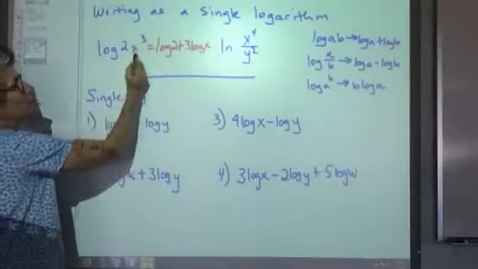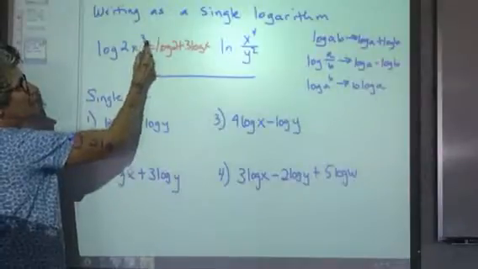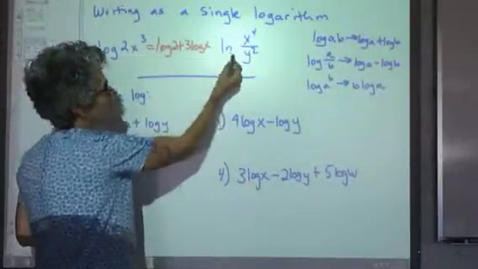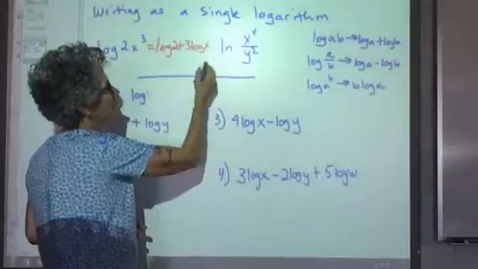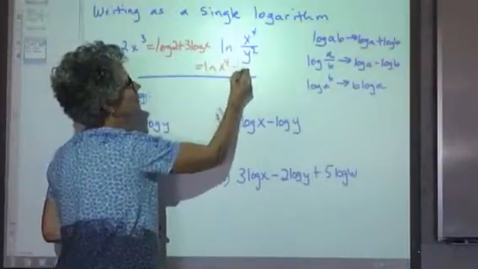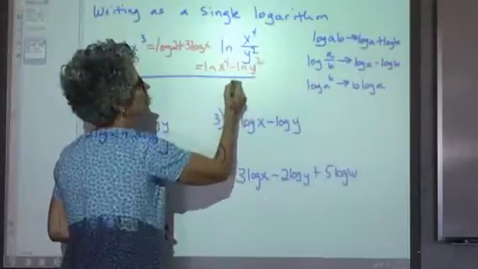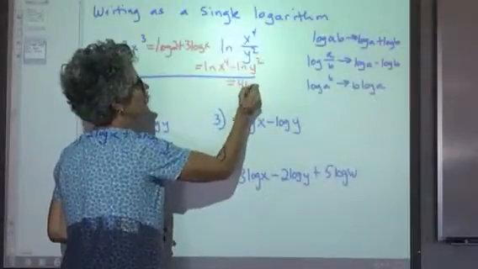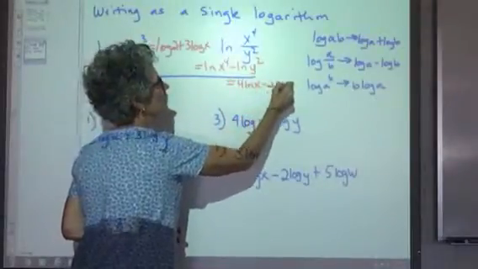And this exponent's only with the x. This 3 is only with the x. Natural log works the same as common log, so this would be the ln of x to the 4th minus the ln of y to the 2nd, which would be 4 ln x minus 2 ln y.